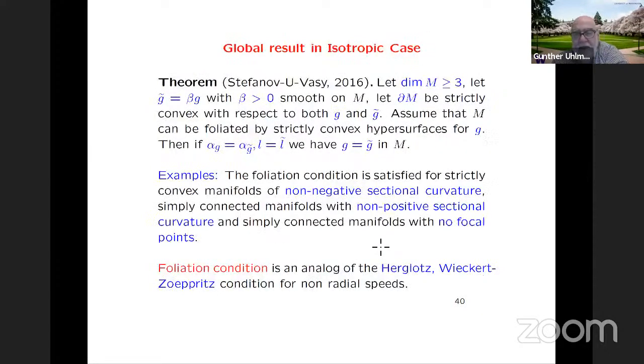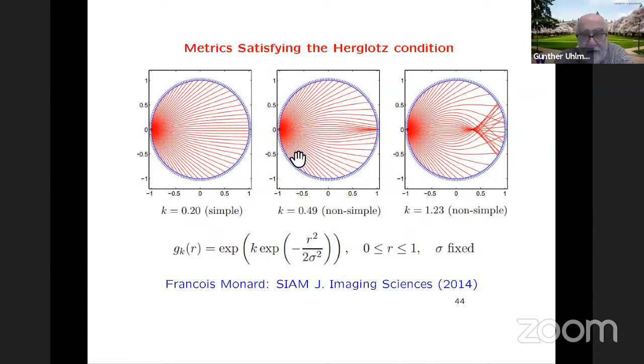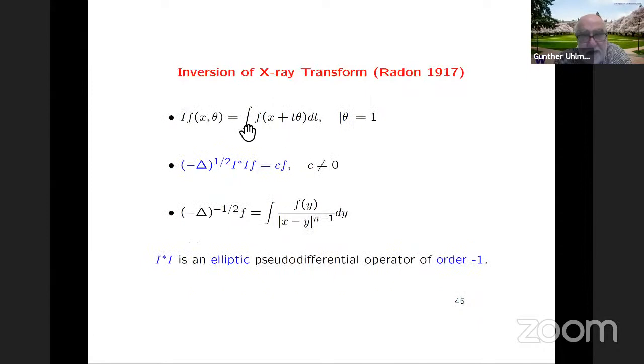Okay, so let me give an idea of how to prove this. It's not a simple thing to prove, but the ideas are easy to explain. You saw this in the lectures of Uhlmann, I suppose, the inversion of the X-ray transform. The X-ray transform is integration of a function along lines. So you take a line going through the point x in the direction theta, and this has an explicit formula.